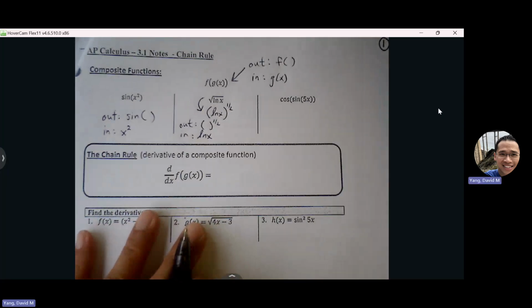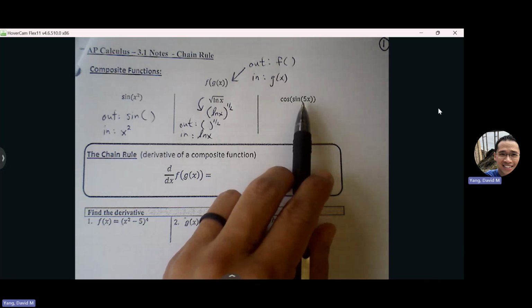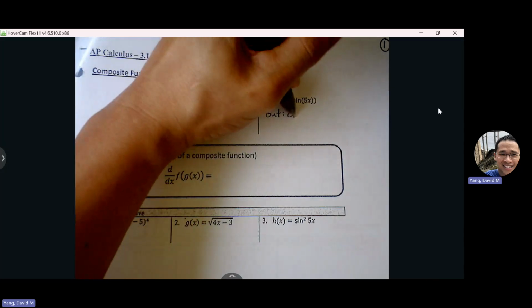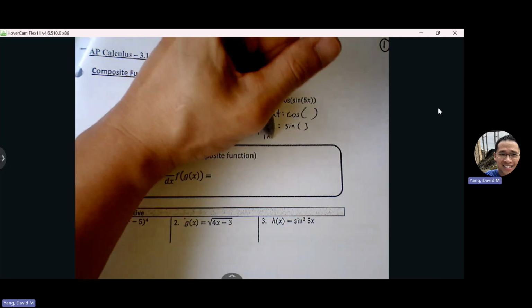This one, you can recognize this as basically a function within a function within a function. So there's like 3 layers to it. So the outermost portion is just that cosine parentheses. And then the next part in is that sine parentheses. And then the innermost portion is that 5x.